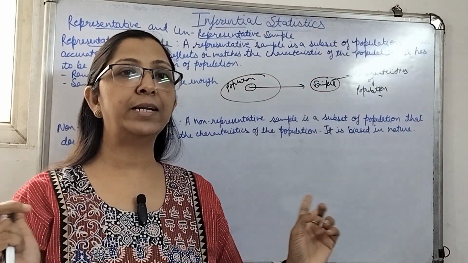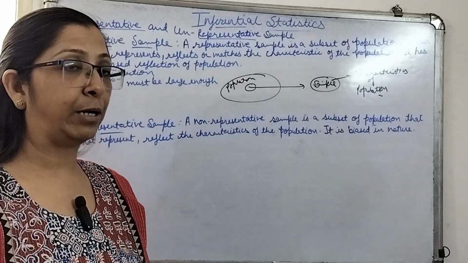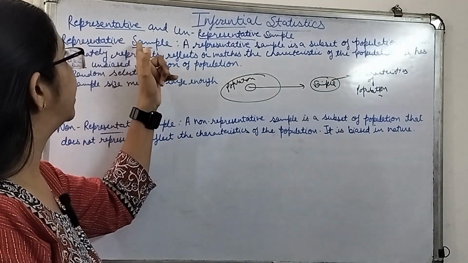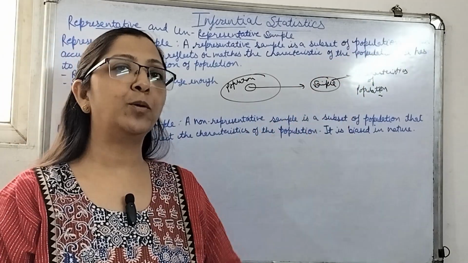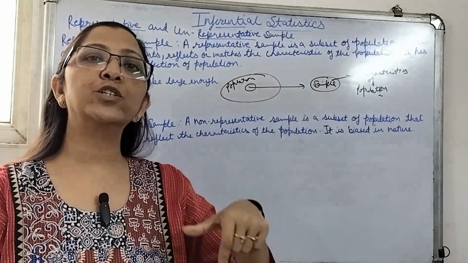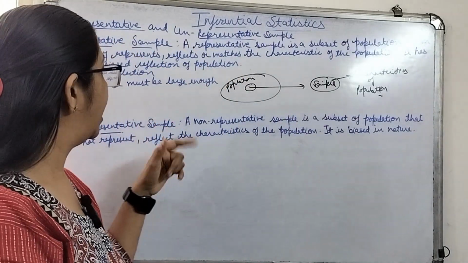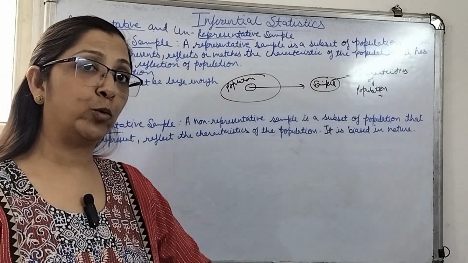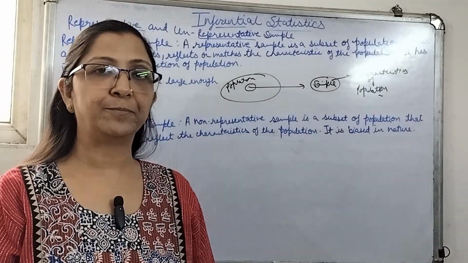And now when I have collected a sample throughout India, whatever inference came out represents a representative sample, because that is showing the characteristics of the population. The population over here is the population of India. That means that will be the representative sample, and the one which we had taken only from South India was the non-representative sample.